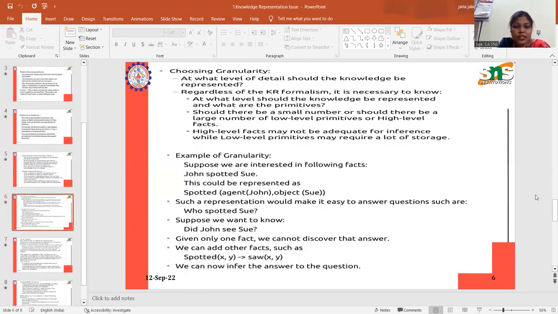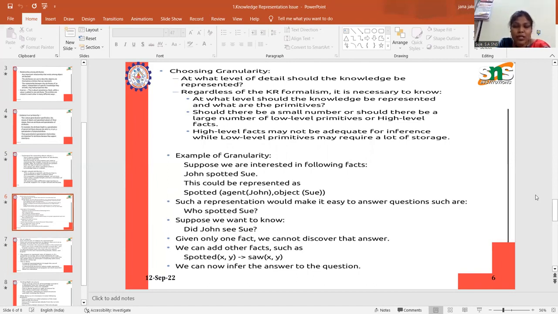Choosing granularity. At what level of detail should the knowledge be represented? Regardless of the KR formalism, it is necessary to know at what level the knowledge should be represented and what the primitives are. Should there be a small number or a large number of low-level primitives or high-level facts? High-level facts may not be adequate for inference, while low-level primitives may require a lot of storage.